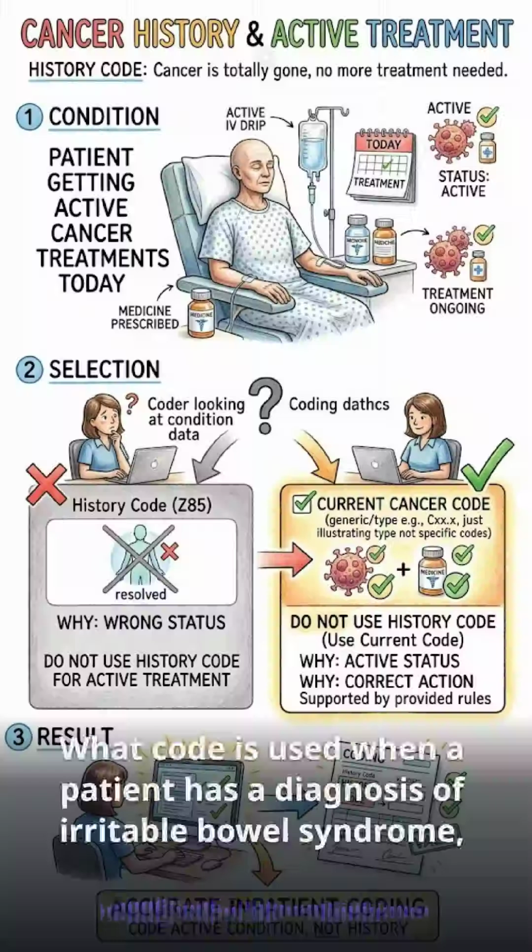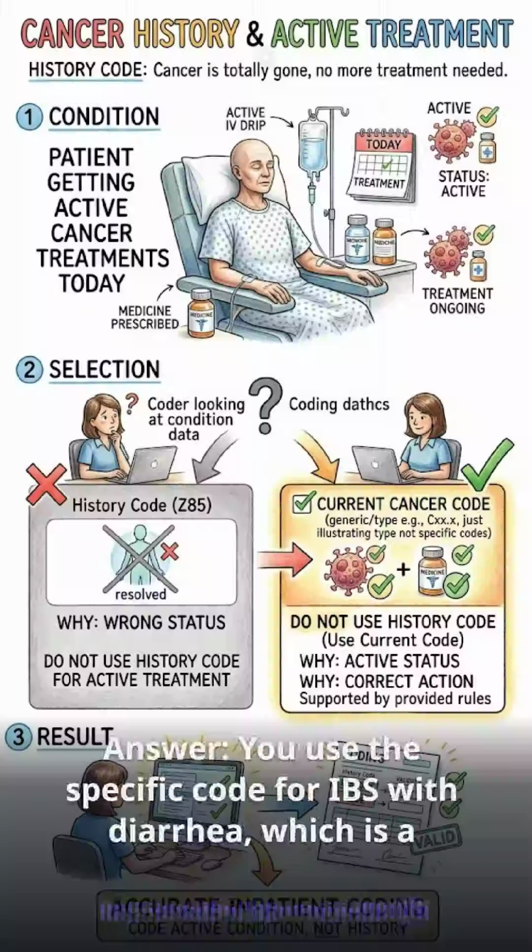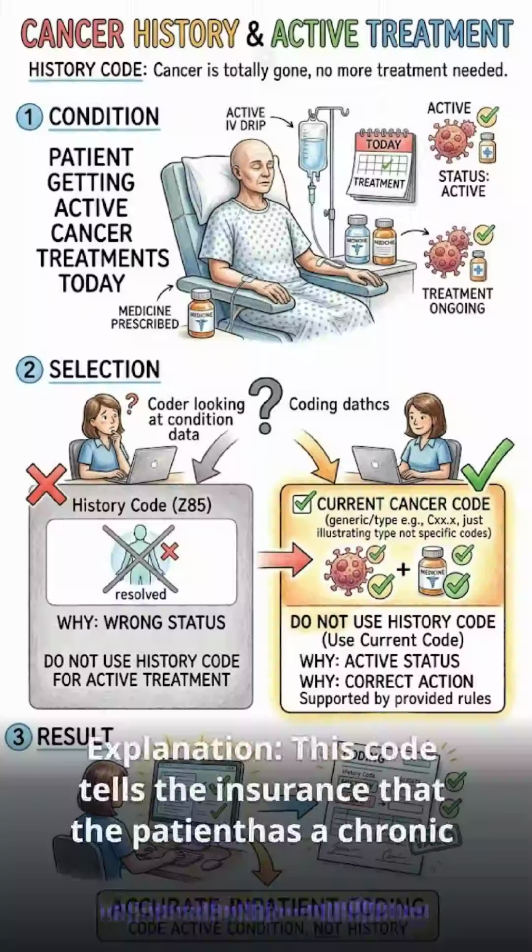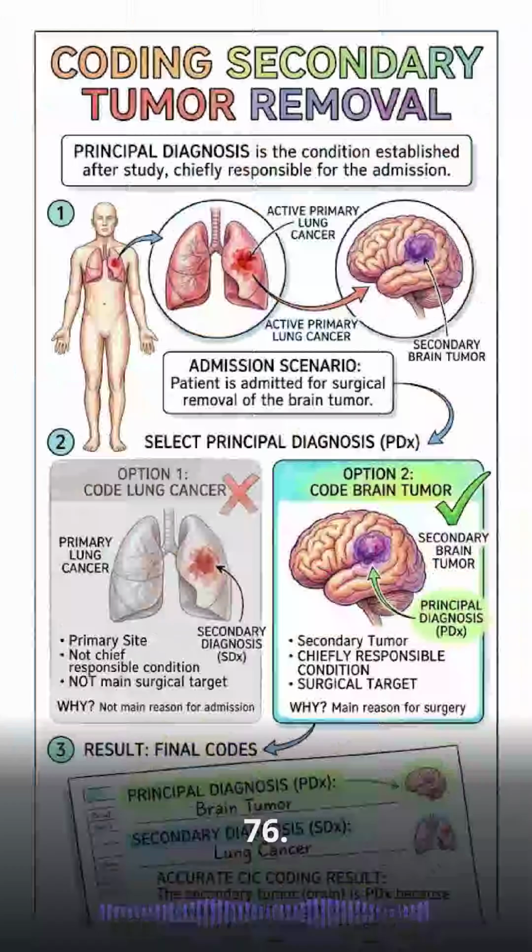75. What code is used when a patient has a diagnosis of irritable bowel syndrome with diarrhea? You use the specific code for IBS with diarrhea, which is a very common digestive disorder. This code tells the insurance that the patient has a chronic problem with their daily digestion.